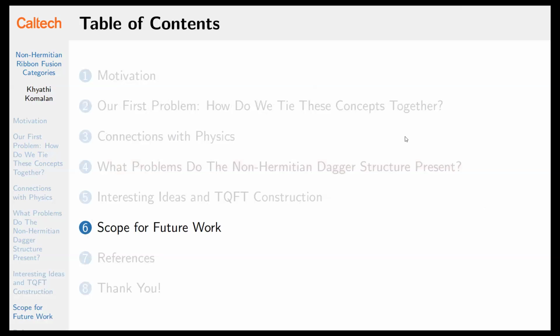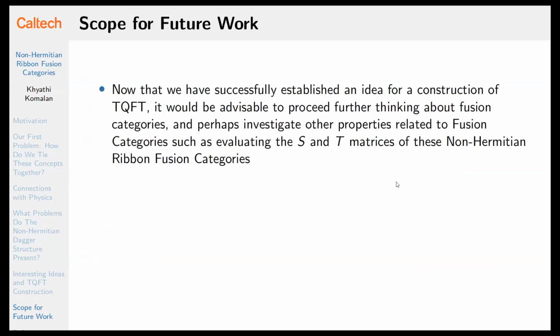So now I'll be discussing some scope for future work and what you would be able to do with these new categories, the properties and theorems that we have proved related to it, and also the TQFT construction that we have. So now that we have successfully established an idea for the construction of a TQFT, it would be advisable to proceed further, thinking about fusion categories and perhaps investigating other properties related to fusion categories, such as evaluating the S and T matrices of these non-Hermitian ribbon fusion categories. So this would basically give you more data on how these categories interact.